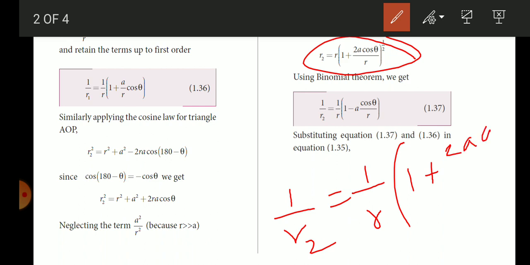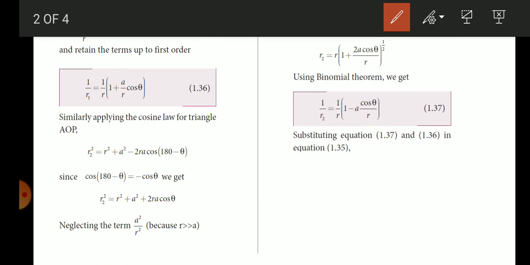2a cos theta divided by r whole power minus 1 by 2. Previously it was plus and then we changed into minus, the same thing. Then by using the binomial theorem, what we did in a previous step, the same is repeated here, and cancel the term 2 and this 2, and minus into plus will become minus. So 1 by r2 is equal to 1 by r 1 minus a cos theta by r.